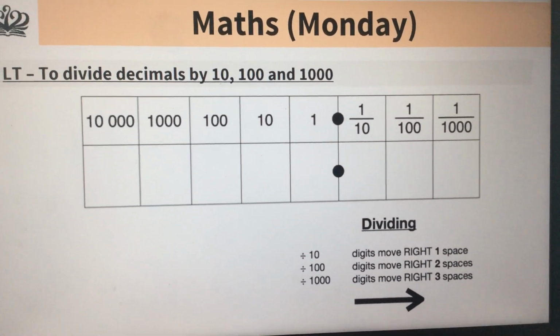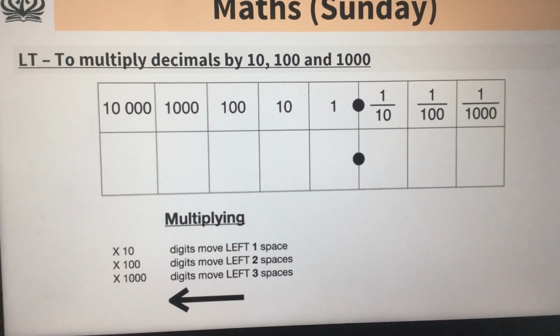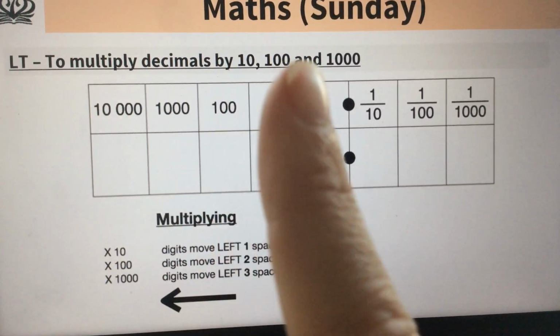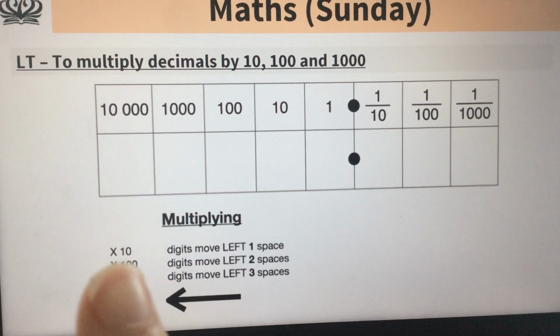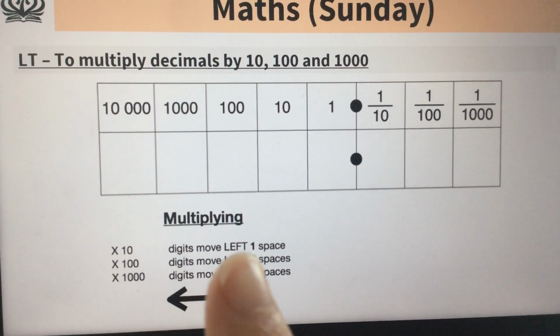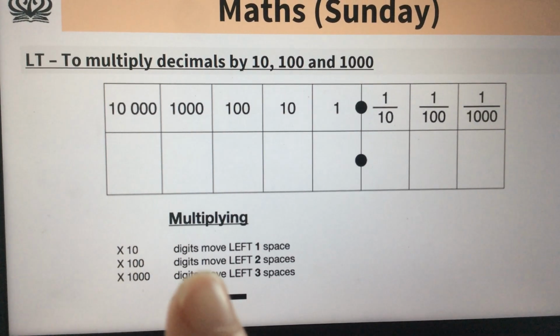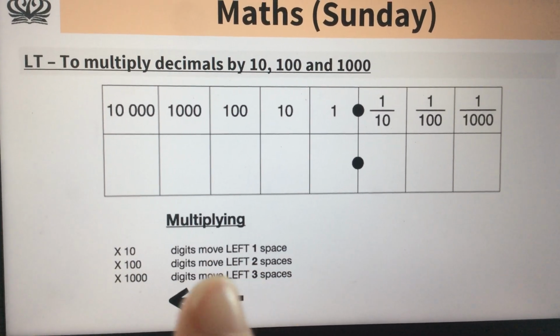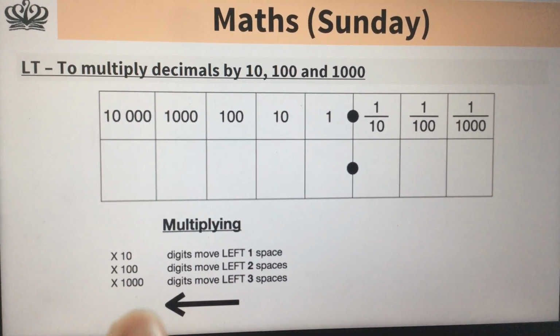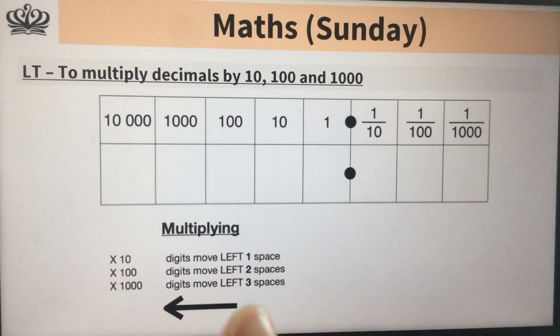Let's have a quick recap of what we were doing yesterday. So yesterday we were multiplying decimals by 10, 100 and 1,000. When we're multiplying by 10, we move the digits one place to the left. Multiplying by 100, we move the digits 2 places to the left. Multiplying by 1,000, we move the digits 3 places to the left.